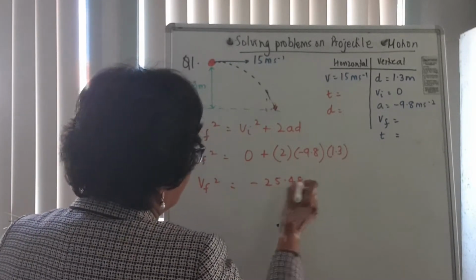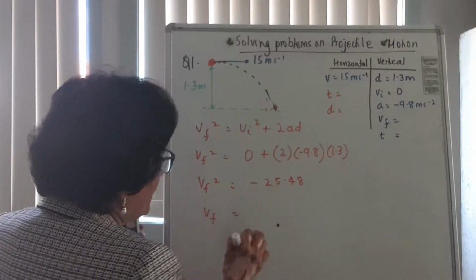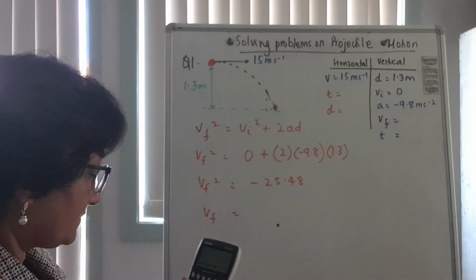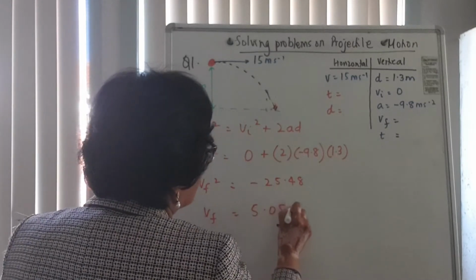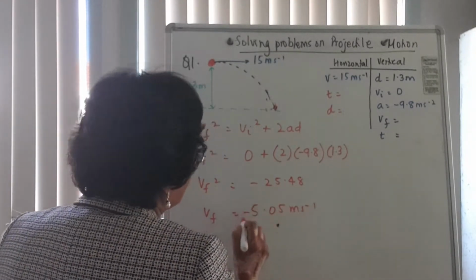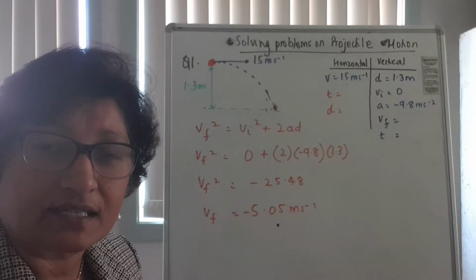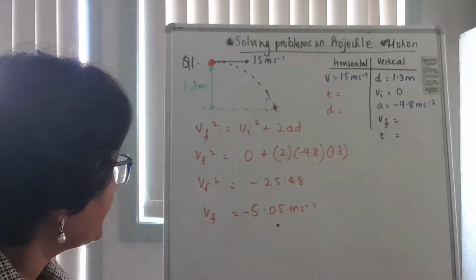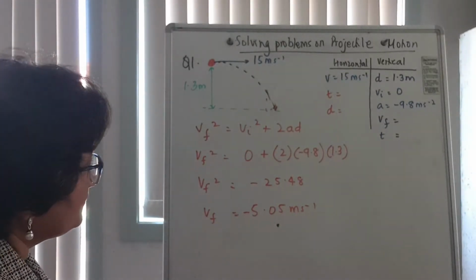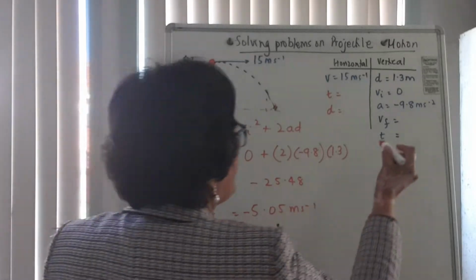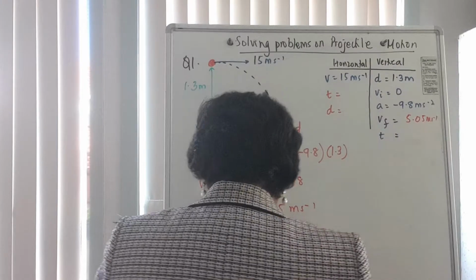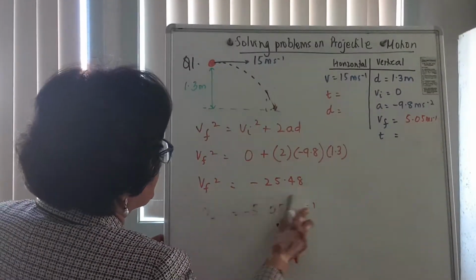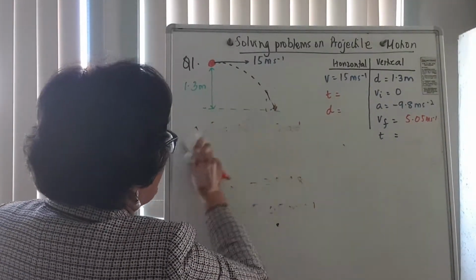25.48. And so Vf is the square root of that, and I get 5.05 meters per second. And the answer is negative because it's vertically down. It's not a decreasing number. So that's one of the things we've just found out. So I'm just going to write that. Vf is negative 5.05 meters per second. I'm just going to rub this just to make space for the rest of my working.